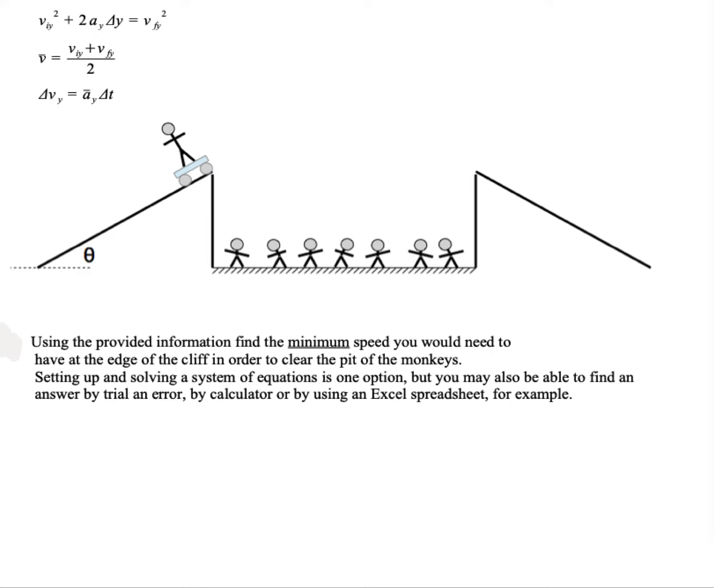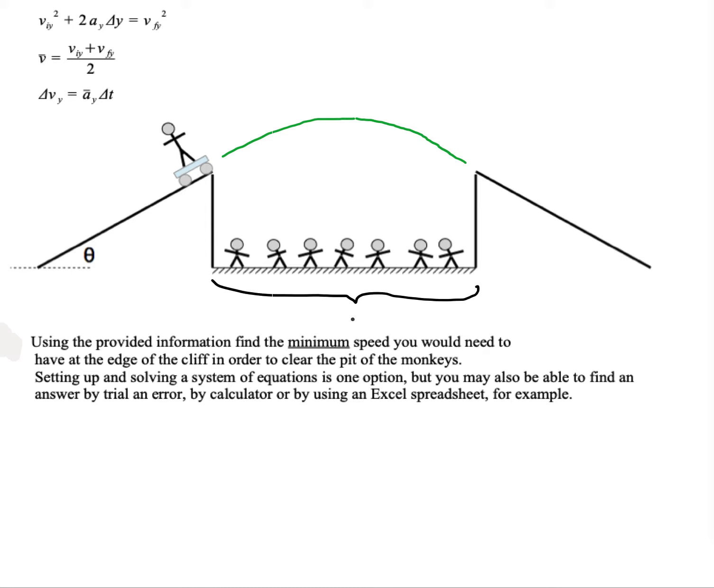Alright, so what I'm going to do in this video is we're going to find the minimum speed required for the person to clear the pit. That means that their path will take them to a peak right in the center, and then they should come back to land just far enough on the other side, so that they make it across.